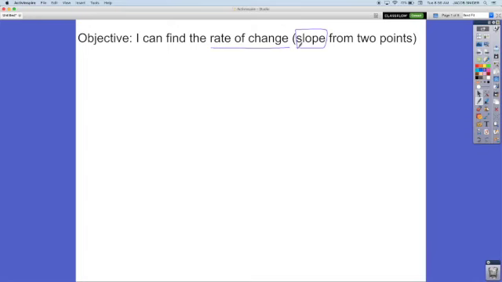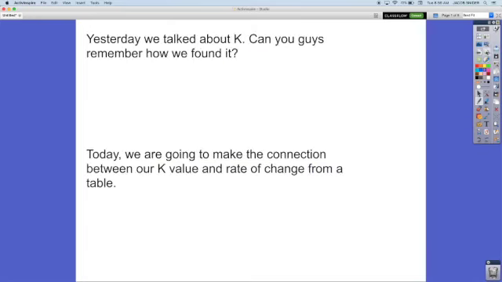Now, yesterday we talked about K, right? We talked about our K value. And can you guys remember how we found it? How do we find it? Well, remember we said that K was the same as Y over X. So if we had a quick little table, let's just add X and Y, right? 4, 10, 8, 20, right?